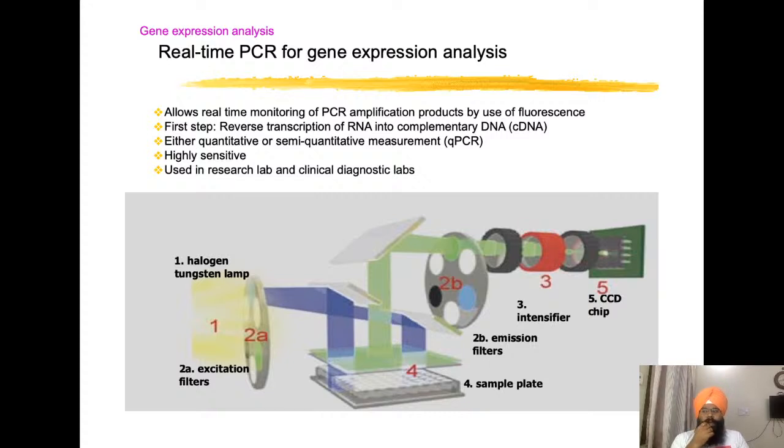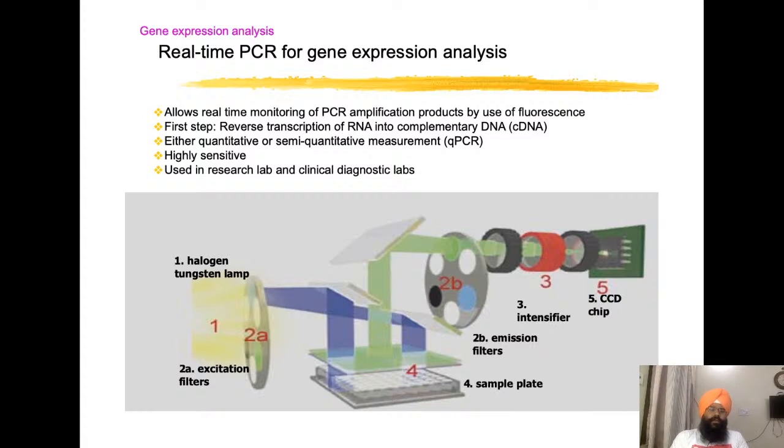Now comes the next part, real-time PCR for gene expression analysis. It allows real-time monitoring of PCR amplification products using fluorescence. So here fluorescence is the main principle that is working. In the first step, reverse transcription of RNA into complementary DNA is done. First your RNA is reverse transcribed to complementary DNA, and either quantitative or semi-quantitative measurements are done afterwards. It is a very highly sensitive method used in research labs and clinical diagnostic labs.